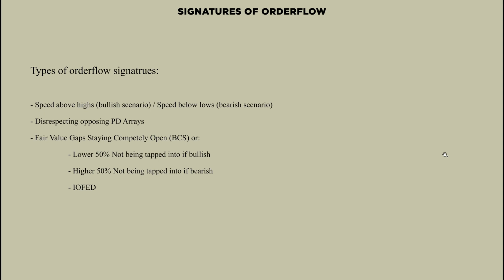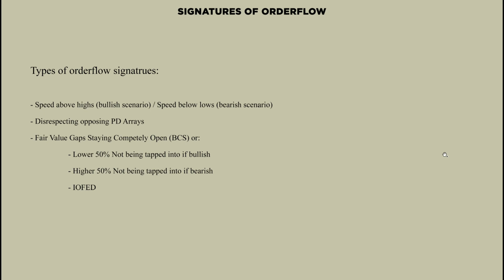Speed above highs, if bullish, so we don't want to tap a high and reverse from it. We want to speed above that. We want to just push through, continue higher. And the same goes for lows. Speed below lows, if we are bearish, you don't want to start creating bullish PD arrays.